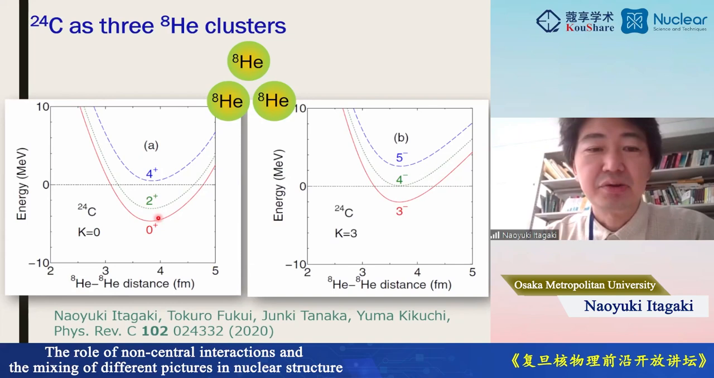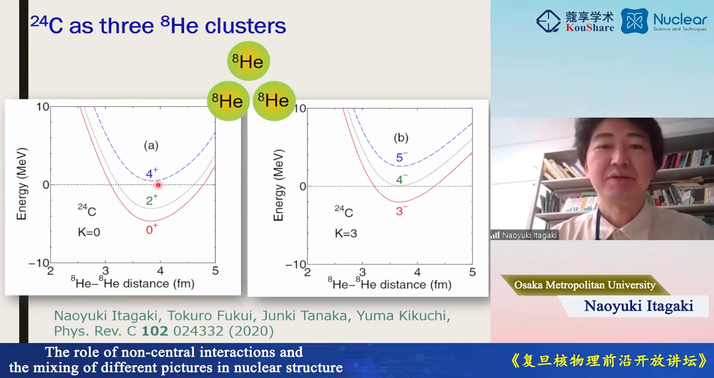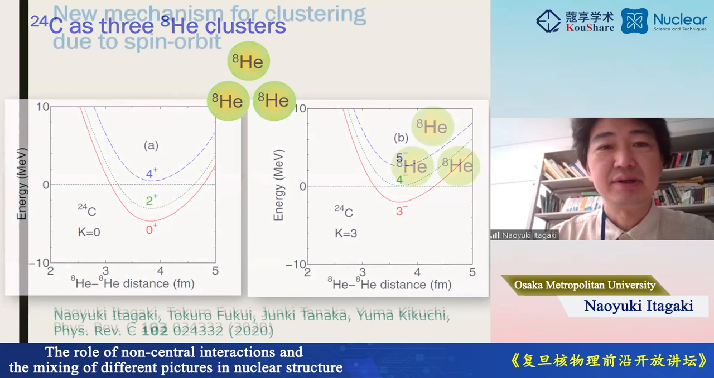What is surprising is that if we prepare three helium 8 nuclei, the relative distance is very large, more than 3 centimeters, very surprising. And energy goes up very rapidly. This zero is the threshold energy to decay into three helium 8. So the relative distance is very large. What happens? We found a new mechanism for clustering due to spin-orbit.